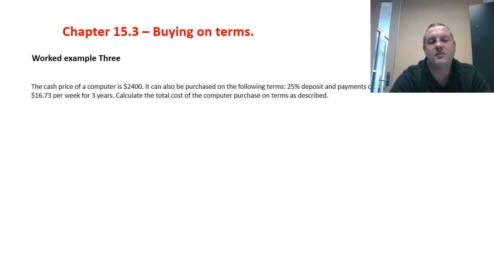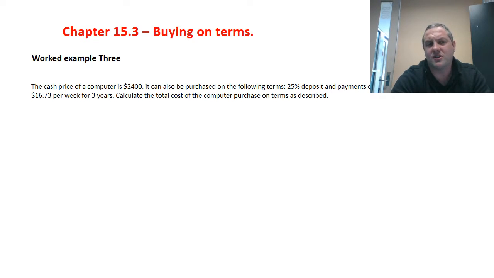Chapter 15.3, buying on terms. Buying on terms means if you go into a shop and you want to purchase something but you can't afford it just yet, you have to work with a few terms in order to pay it off. First of all, you need a deposit, you need a weekly payment plan, and a set amount of time that you're going to pay it off.